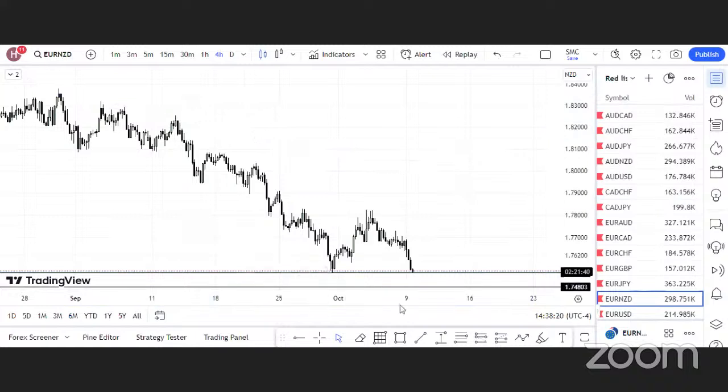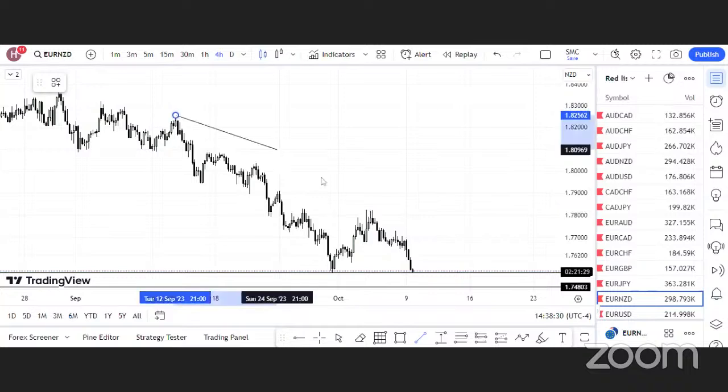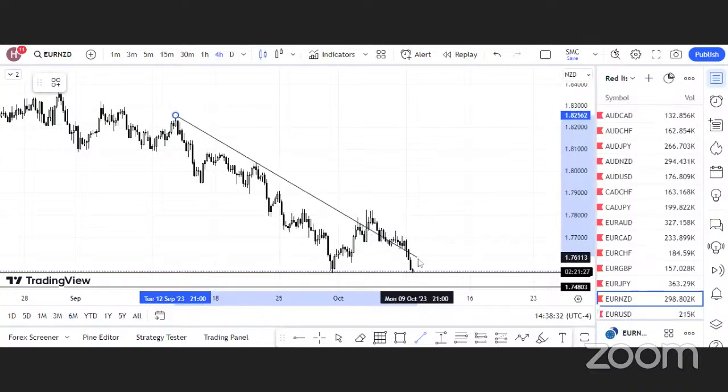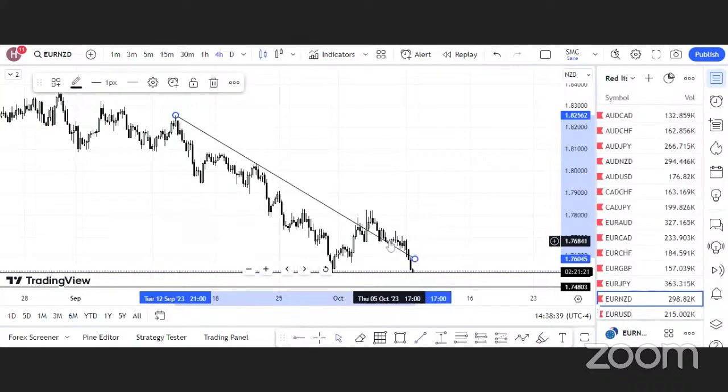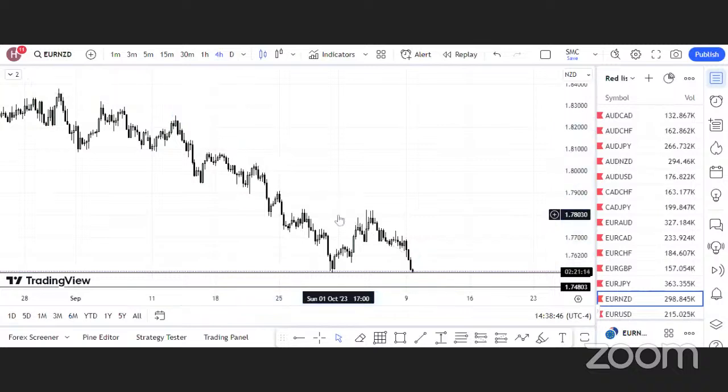The trend line is too far. So let's look for another trend line that could align. So we have this point here, we have this rejection, and then we have this rejection. So let's see if that would align. Oh, it doesn't align, right? It doesn't align with the market. It doesn't align because look at this. The market didn't respect the trend line here. So this is not a good trend line.